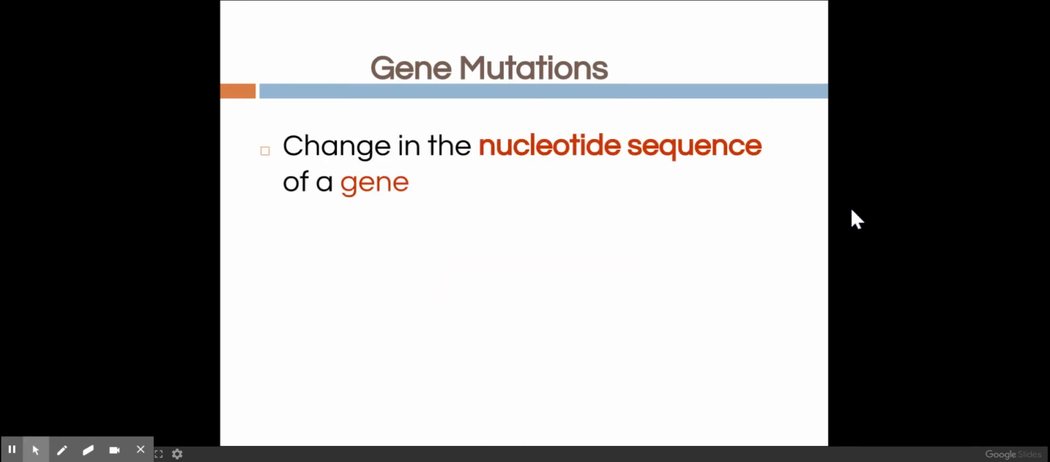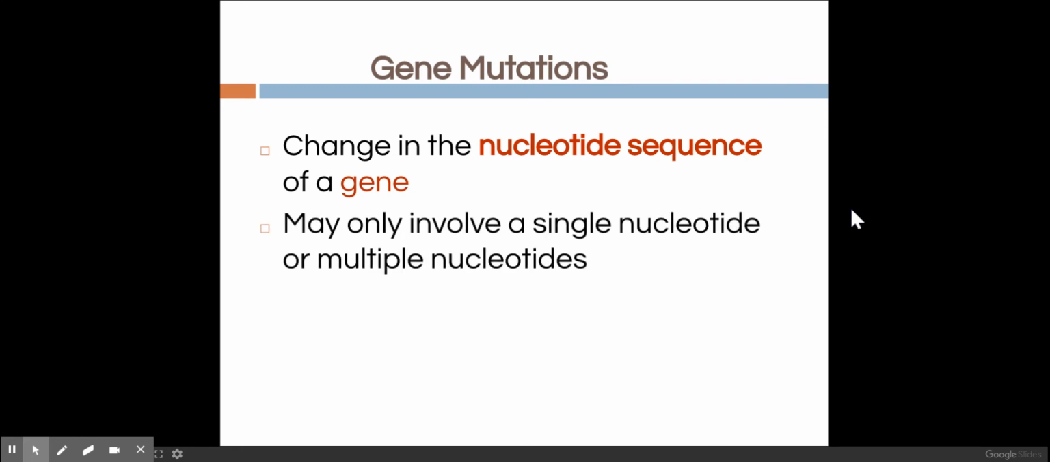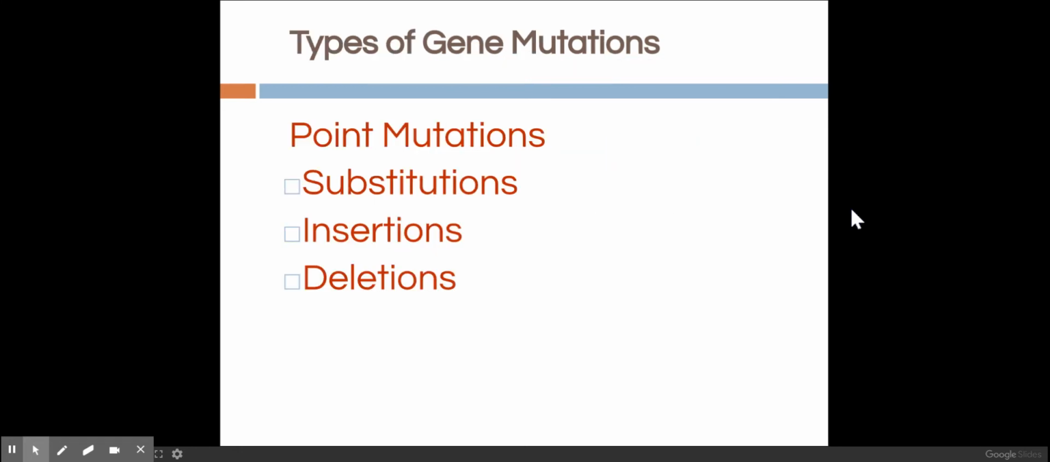So again, a gene mutation is a change in the nucleotide sequence of a gene. It can involve a single nucleotide or multiple nucleotides. When we talk about a single nucleotide, we call that a point mutation. And again, the three that we normally look at are substitution, insertion, and deletion. Substitution, you substitute or exchange one for the other, so you put an A instead of a G or a C. Insertion, you add an extra nucleotide, or a deletion, you delete or take one away.